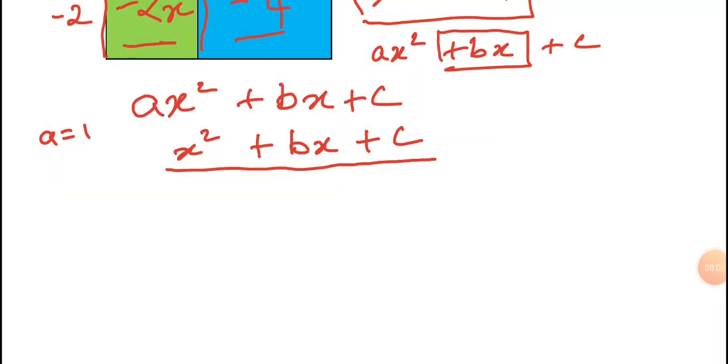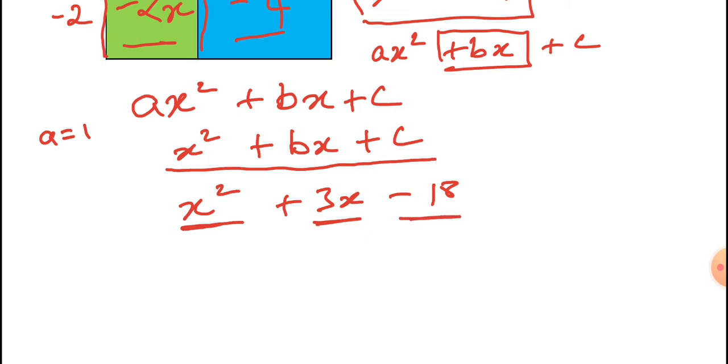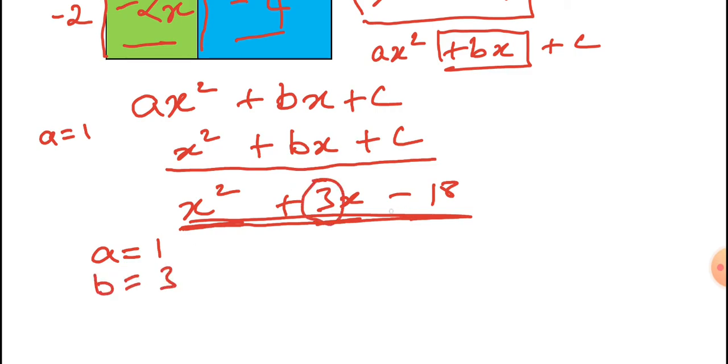So far what you've seen is equations like x squared plus 3x minus 18. This is what you've been seeing so far: an x squared bit, and then a bit that multiplies by x, and then a number bit by itself. So in this example here, a is 1, b is 3, and c is minus 18.